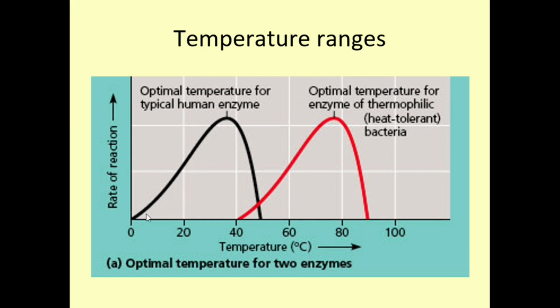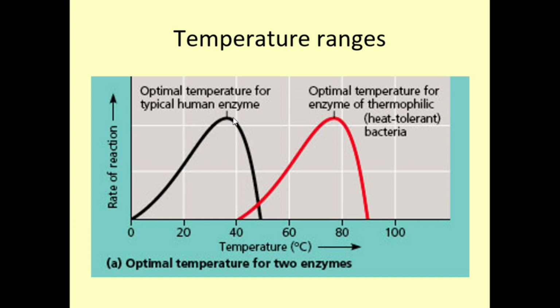And this is because as the temperature increases, molecules start to move faster. So that is essentially what heat is. Heat is a measure of kinetic energy, how quickly things are moving. So as things increase in temperature, they start moving much more quickly. And what that means is we start to get more and more collisions between the enzyme and the substrate. So we start to get an increase in reaction rate.